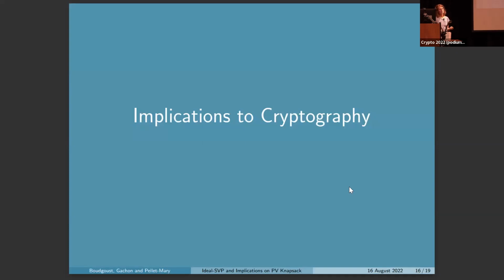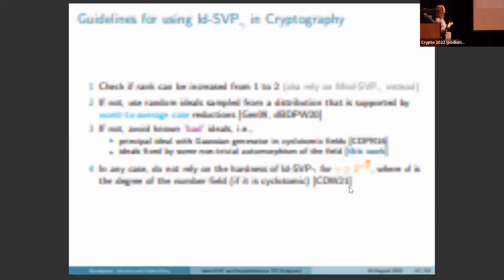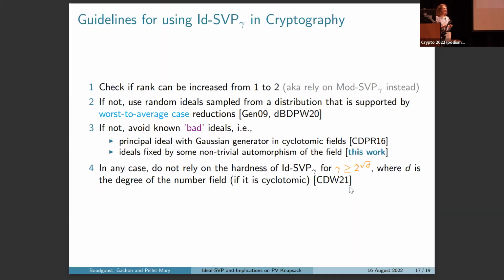I think that was the last slide, and I move on now to clarifying what the implications are to lattice-based cryptography. The first thing you might wonder is if it's still a wise thing to use the ideal shortest vector problem to build cryptography. I think it's a complex question, but we try to give guidelines. If you wish to do so, this is what we suggest you should follow.